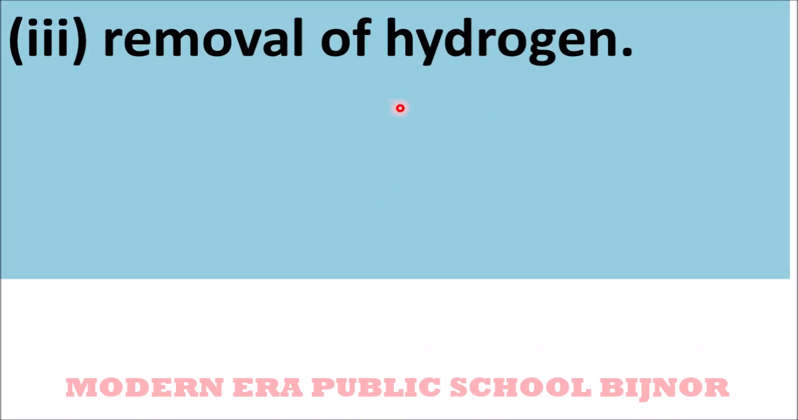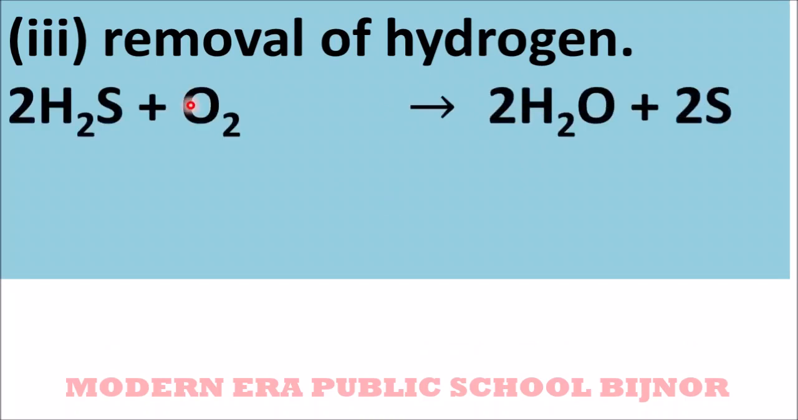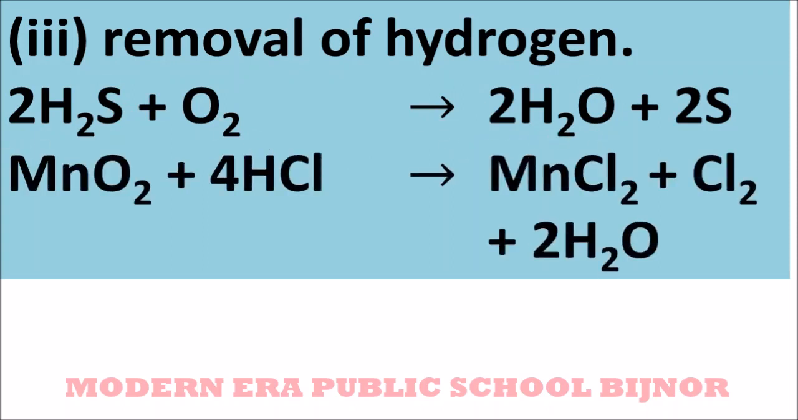The third parameter is removal of hydrogen. If a substance loses hydrogen, it is said to be oxidation. For example, hydrogen sulfide, with its rotten egg smell, reacts with oxygen gas; hydrogen sulfide loses hydrogen and becomes water, so this is oxidation. Second example, manganese dioxide reacts with hydrogen chloride and becomes manganese chloride, chlorine gas and water. Here hydrogen chloride is losing hydrogen, so it is oxidation.